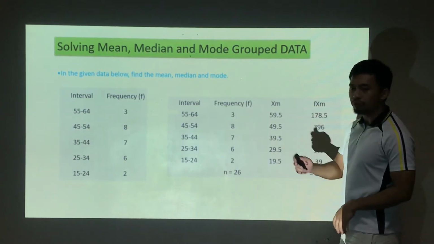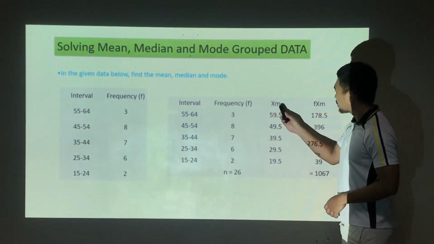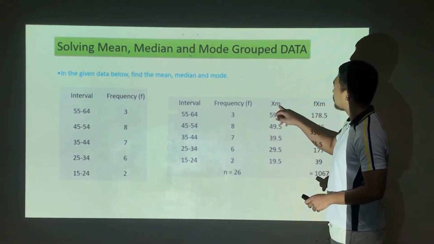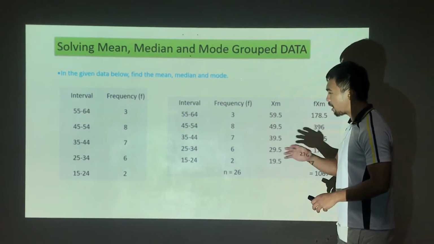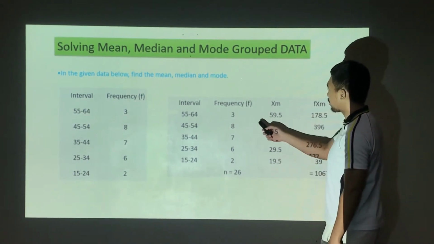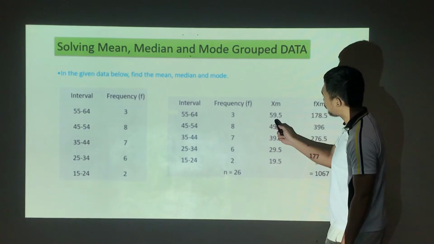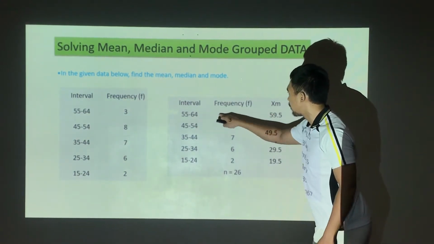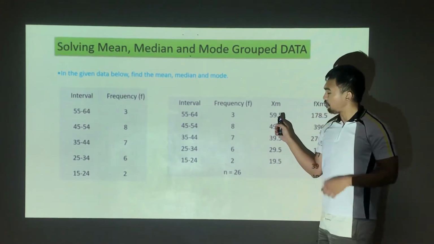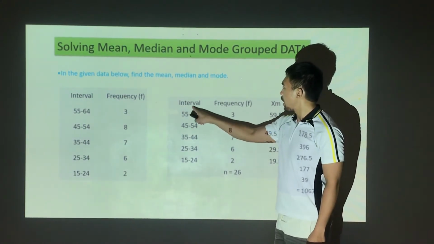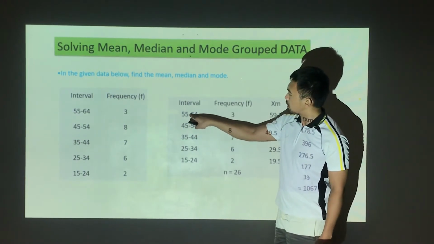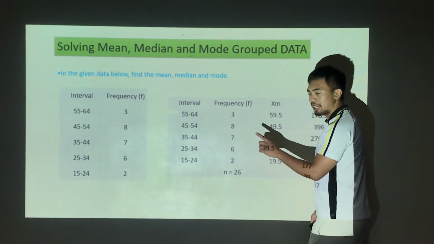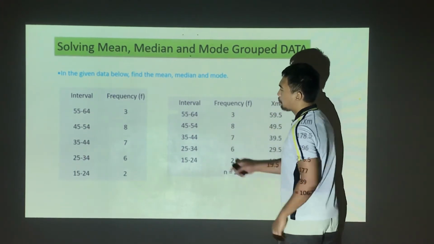So how do we solve for class mark? For example, this xm means the class mark. I just made some variables to make it more understandable. So how did we get 59.5 as our class mark in our first interval of frequency? We get 59.5 because in our first class, the interval is 55 and 64. To make it simple, we just add 55 plus 64.